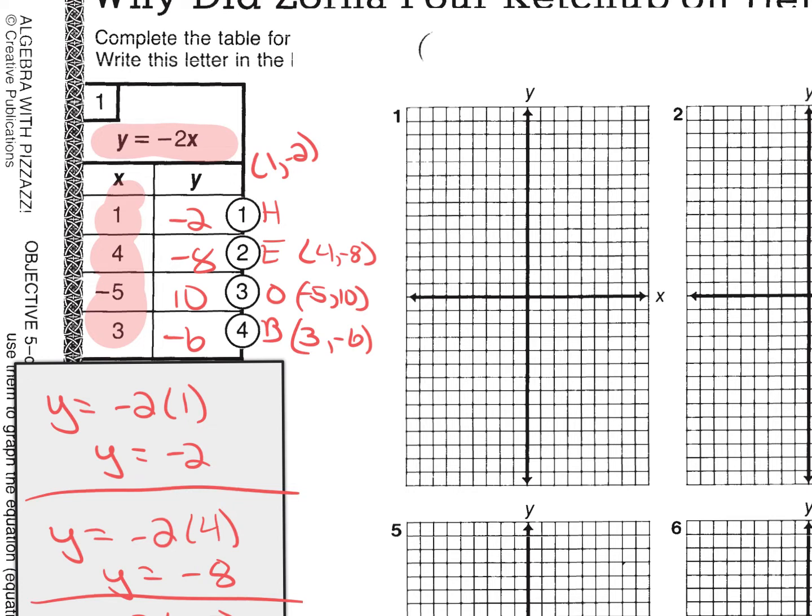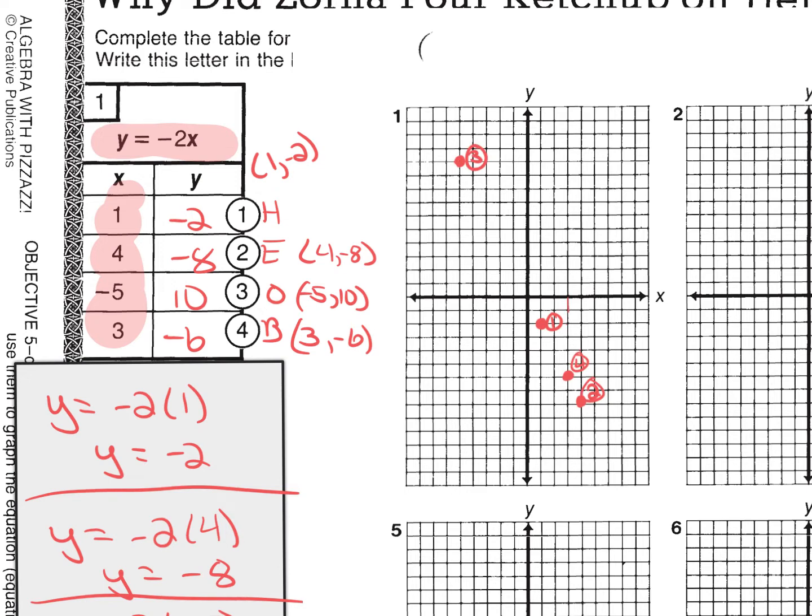And now we can focus on graph 1 to match up with table 1. We're going to put each of those points in. If we go over 1 and down to negative 2, that gets that first point. If we go to a positive 4 and down 8, we get to that second point. And we go to negative 5, 10, so it's going to take us in that opposite direction. And we're going to do that for point 3 and point 4.